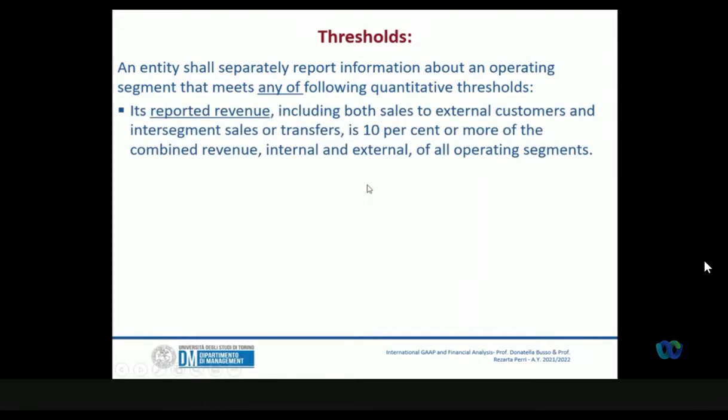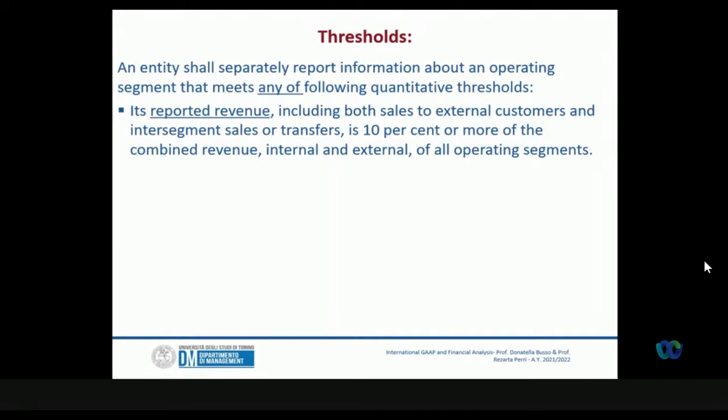The first one is the reported revenue. If the revenue from the segment, and keep in mind here that the revenue includes both sales to external customers and also inter-segment sales or transfers. Remember what we explained a little bit before. These interdivisional, intersegmental sales or transfers are not reported on the face of the financial statements because they are considered internal transactions that are netted off or omitted following the IGAAP standards.